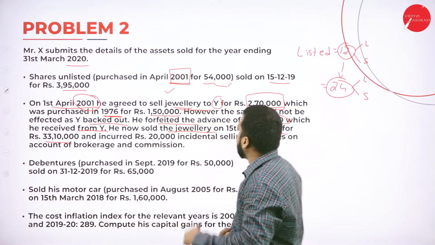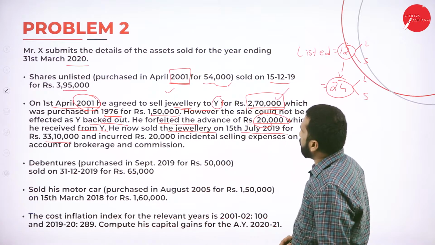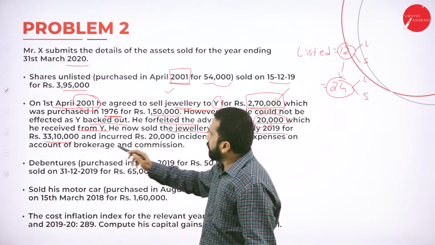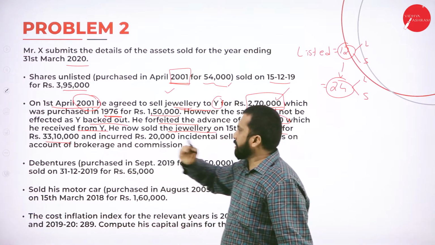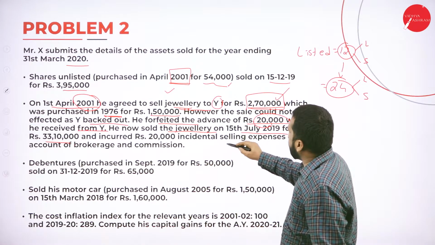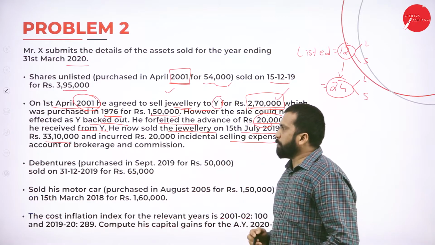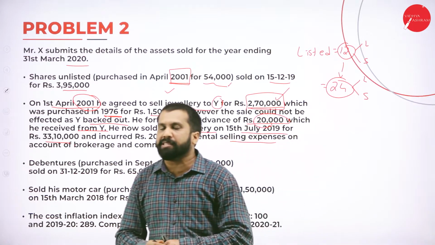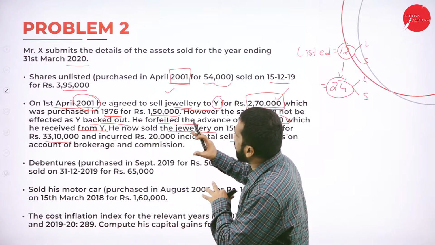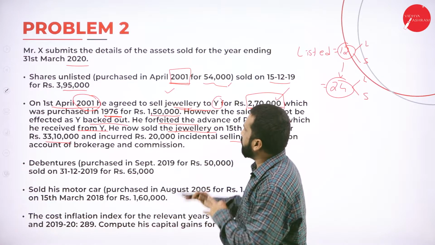What was the price? 2,70,000. At what price is it sold? It is sold at 33,10,000. Now, he incurred 20,000 incidental selling expenses. See, in every previous problem you did not have any selling expenses, but in this problem you have selling expenses. These are the information. Again, I'll explain.